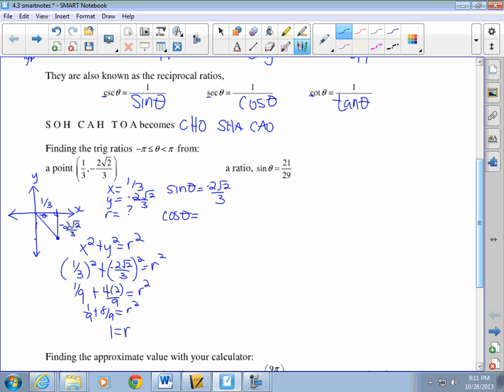Cos of theta is adjacent, so that's 1/3 over hypotenuse. So it's divided by 1, so it's just going to stay that way. My tangent is opposite, so that's negative 2 square root 2 over 3, and my adjacent is 1/3. So that means it's negative 2 square root 2 divided by 3 times 3 over 1. So those cancel, so it's negative 2 square root 2.